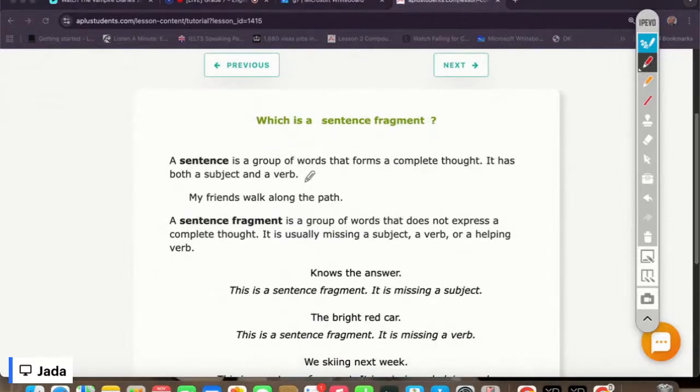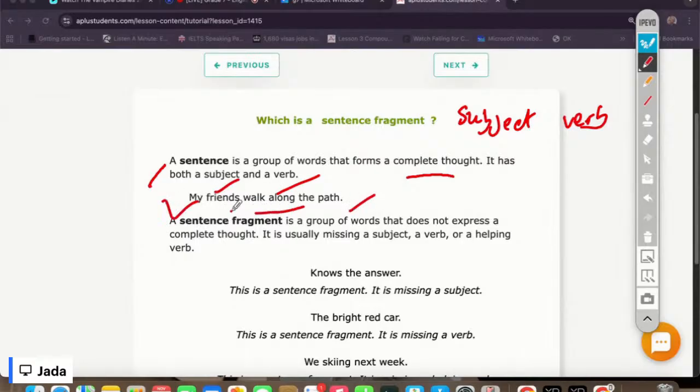All right, so a sentence is a group of words that forms a complete thought. It has both a subject and a verb. So, my friend walked along the path. Now, my friend is what? The subject. And walked here is what? The verb. So basically, a sentence is a group of words that forms a complete thought.